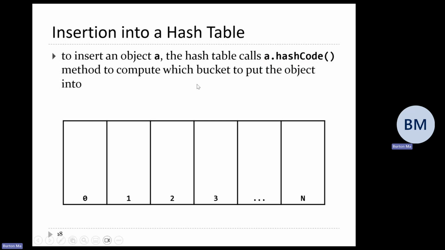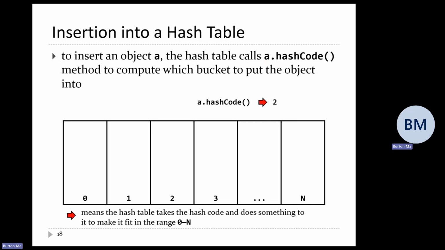That int value is used by the hash table to figure out which bucket it should put the object into. Remember, ints are signed, so they can have a negative value. The hash table's buckets are labeled 0 to n. So after calling hashCode, the hash table has to do something to the int value to make sure it gets mapped into the range 0 to n. That's what this red arrow means. The hash table takes your object A, calls its hashCode method, and does something with the int so that it's in the range 0 to n. Again, all of these details are discussed in SIS 235.